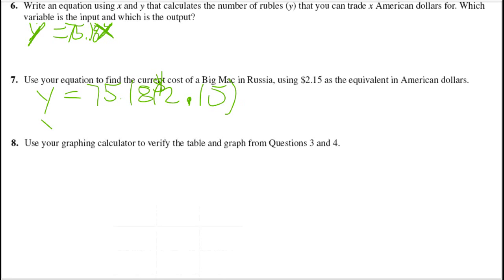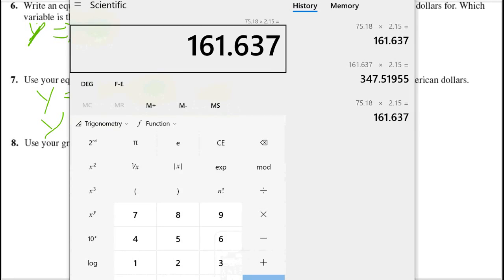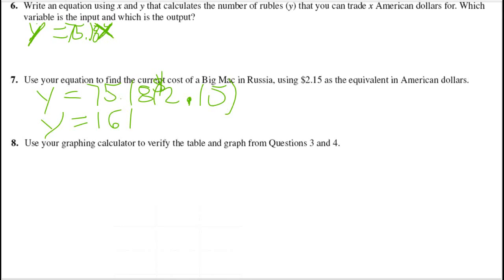So y, the number of rubles, equals 161. I'm going to round it off to the nearest ruble, because I don't know how rubles are divided up. I'm going to call that 162 rubles.